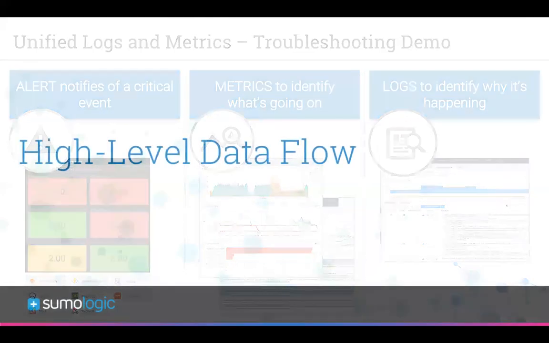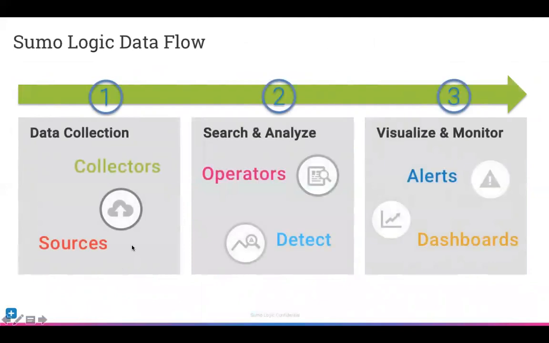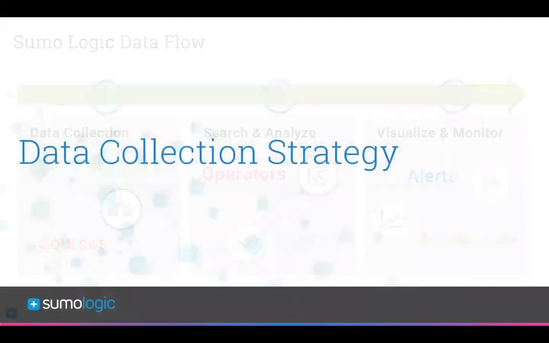Okay, so at a high level, you've seen slight variations of this slide before, but the data flow is broken into 3 areas. Data collection, which we use collectors and sources for, and that's what we're going to be focusing on today. This number one area here. But then once you get your data into Sumo, you search and analyze it, and eventually you create dashboards, you create alerts to visualize and monitor your data. So we're not going to talk too much about number two, number three. We're going to focus on number one, how to get that data into Sumo, how to optimize those searches, how to make it easier for your end users.